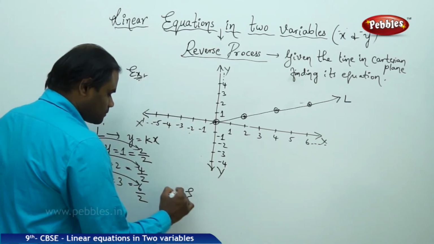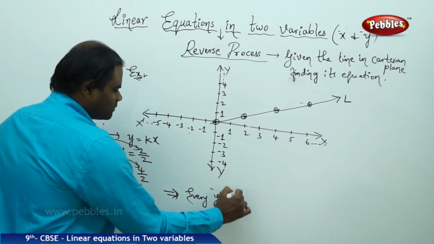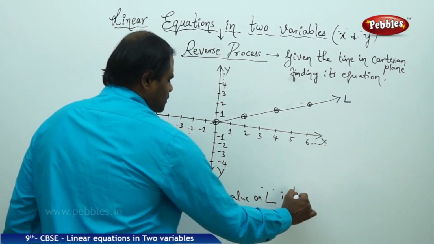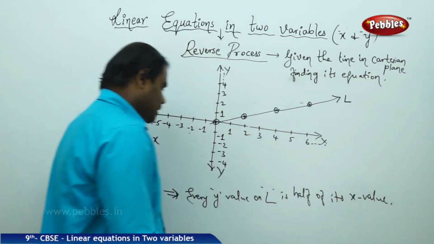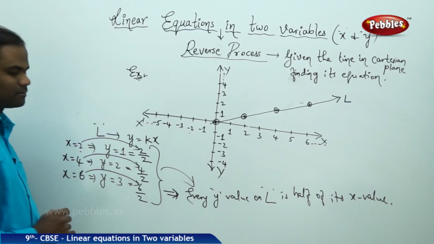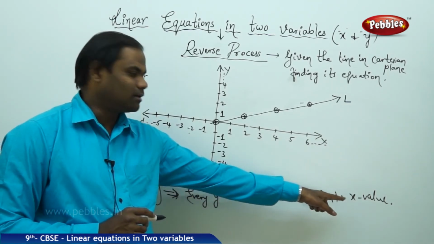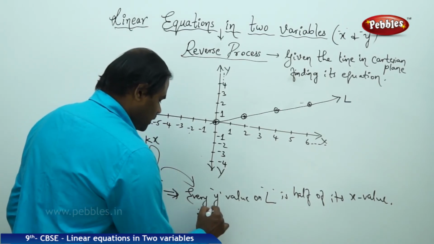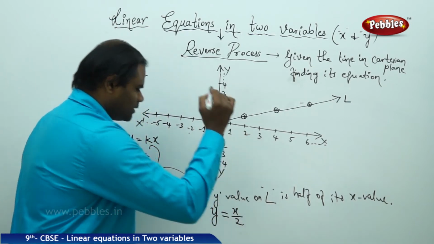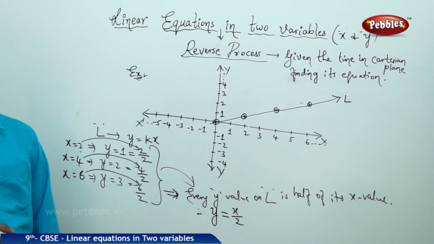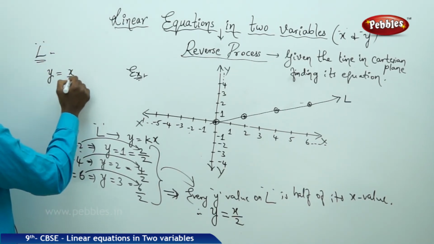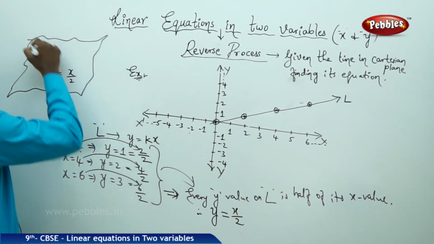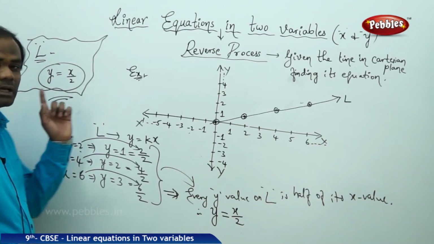That implies every y value on L is half of its x value, as clearly seen in this investigation. Therefore, my every y mathematically is half of x. Therefore, I got an equation which is y equals x by 2. Therefore, the equation of line L is y equals x by 2, is how I understand.